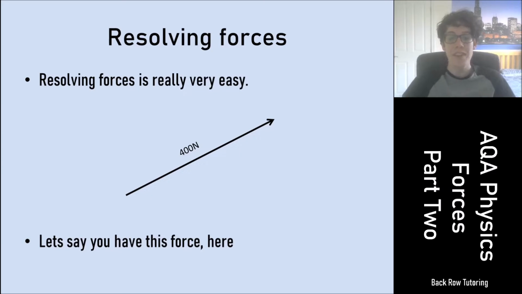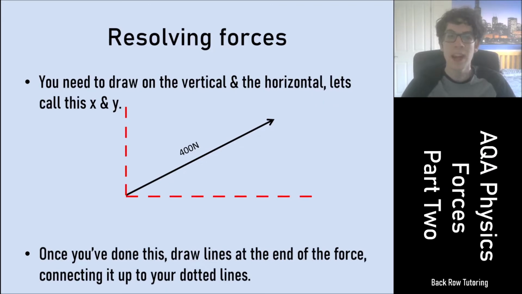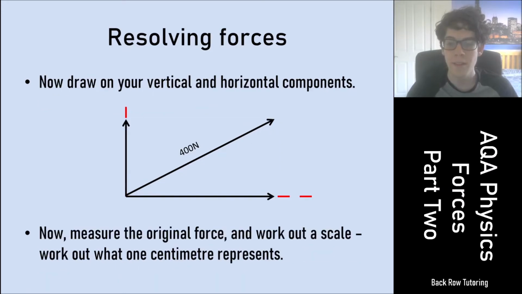Let's say you have this force here, which is 400 newtons in this direction. You need to draw on the vertical and the horizontal. Let's call this x and y, where x is across the page and y is up and down the page. Once you've done this, draw lines at the end of the force, connecting it up to your dotted lines. And once you've done this, draw in your vertical and horizontal components. This is just two arrows which go to where the lines that you've just drawn went to on the axes.